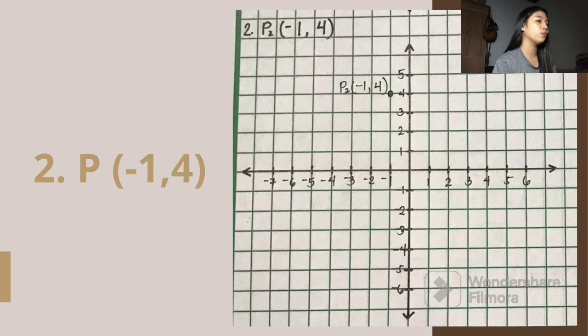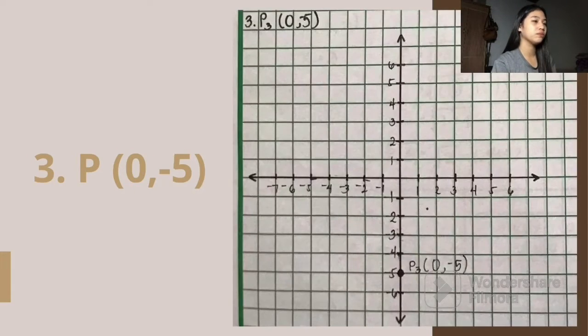Number 2 or point 2 is negative 1, 4. Negative 1 is x and 4 is y, a negative and positive pair. So it follows that this point is located at quadrant 2 as shown in the picture. Next is number 3. Point 3 is 0, negative 5, wherein 0 is x and negative 5 is y. Then it indicates that this point is located on the y-axis.